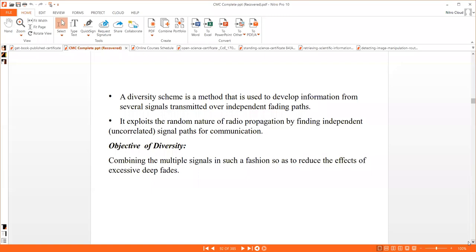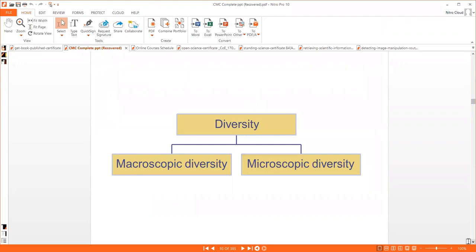Now coming to the objective of the diversity schemes. It is mainly useful for combining multiple signals in such a way as to reduce the effects of excessive deep fades. If there are deep fades, meaning the depth is more, the damage caused by the fading channels is going to be more. Diversity is going to reduce this because we combine multiple signals here. This is the objective of diversity. Now coming to the types, there are two types basically: macroscopic diversity and microscopic diversity receivers.